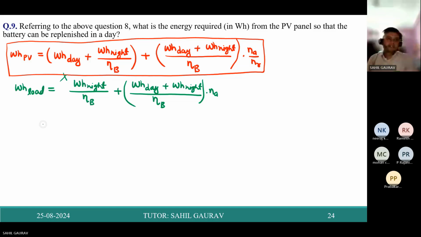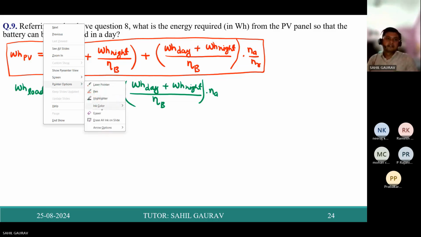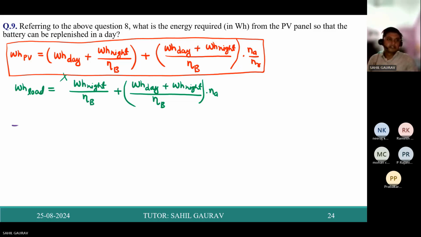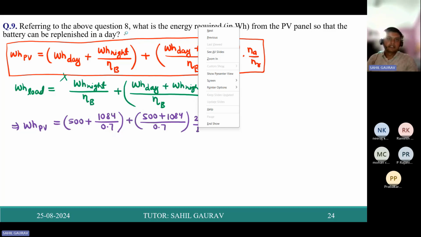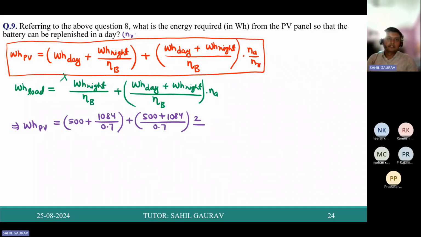So coming back to the problem. What our PV will be: whatever day, 500, plus whatever night is, 1084 divided by 0.7, plus 500 plus 1084 upon 0.7, and Na is 1, and the number of recharge days is 1 because the battery can be replenished in a day. So here this denotes that the number of recharge days is 1.